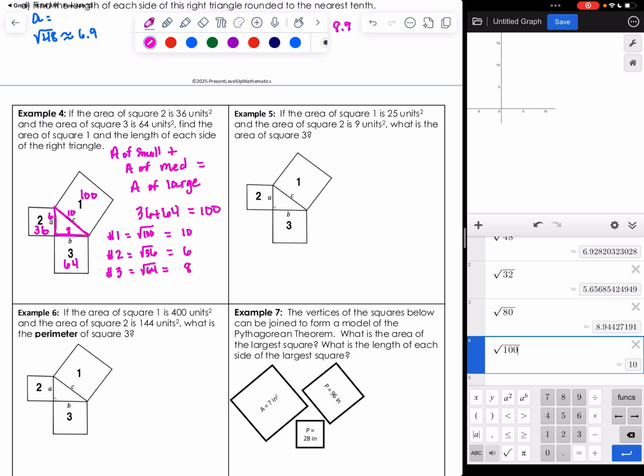All right, example 5. If the area of square 1 is 25 units, and the area of square 2 is 9 units, what is the area of square 3? Now, I want you to stop and think about something. In example 4, we added the 2 squares together to get the third. Should I add the 2 squares in this problem, the 25 and the 9, to get the area of square 3? Think about that for a minute.